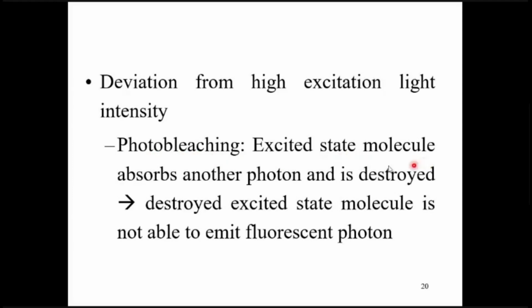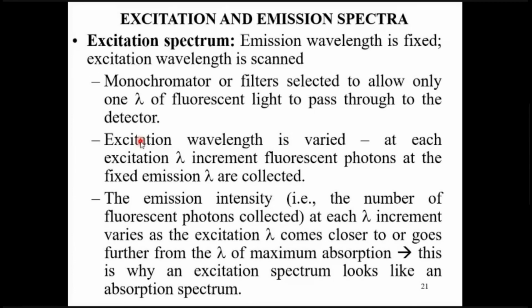The excited state molecule absorbs another photon and is destroyed. The destroyed excited state molecule is not able to emit a fluorescent photon. So that degraded product cannot emit a photon because the energy has been utilized in breaking down the molecule. Now, in general, what is bleaching? Any loss in color is called bleaching. Photobleaching, the loss in absorption and emission because of energy provided by the photon, is called photobleaching. Let us talk more about those excitation and emission spectra.